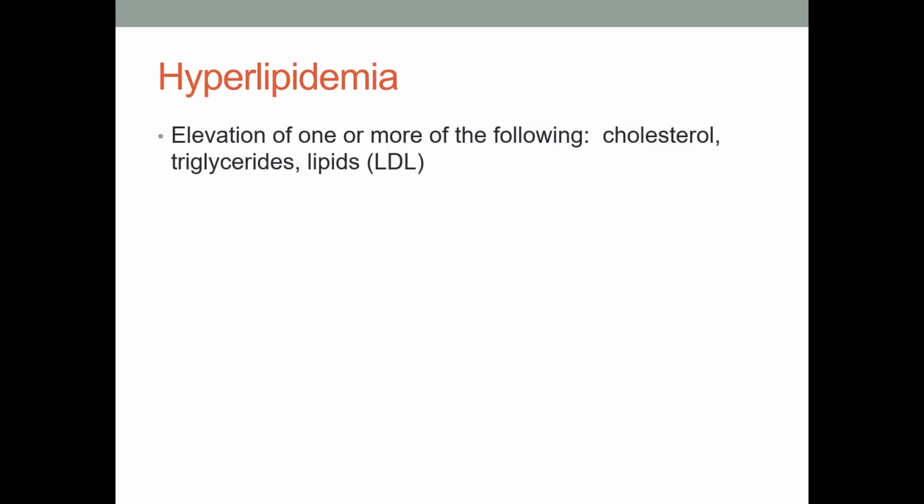If your triglycerides are increased, usually the number is 150. If it's above 150, that's high. And if it's above 200, that's really high. You have hypertriglyceridemia. So elevation of any of these groups will justify a diagnosis of hyperlipidemia.